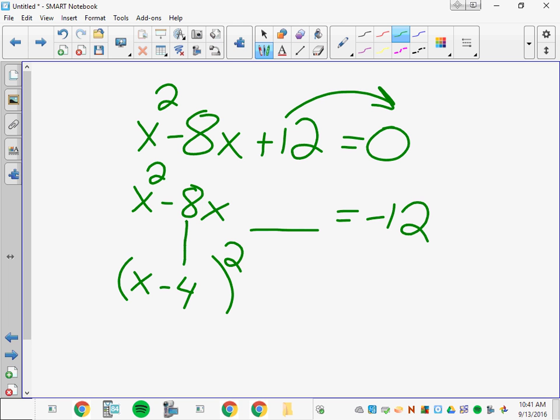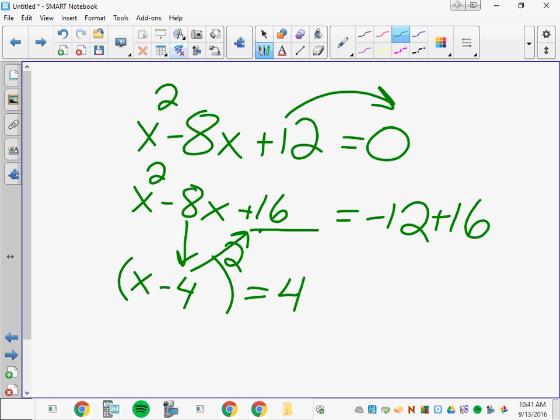Now, this is correct, but that hasn't been placed yet. What goes in that empty space? 16. How do we know that? It's negative 4 squared. So this would be plus 16. And if I add 16 to one side of the equation, I have to add 16 to the other side. So now this equals 4.